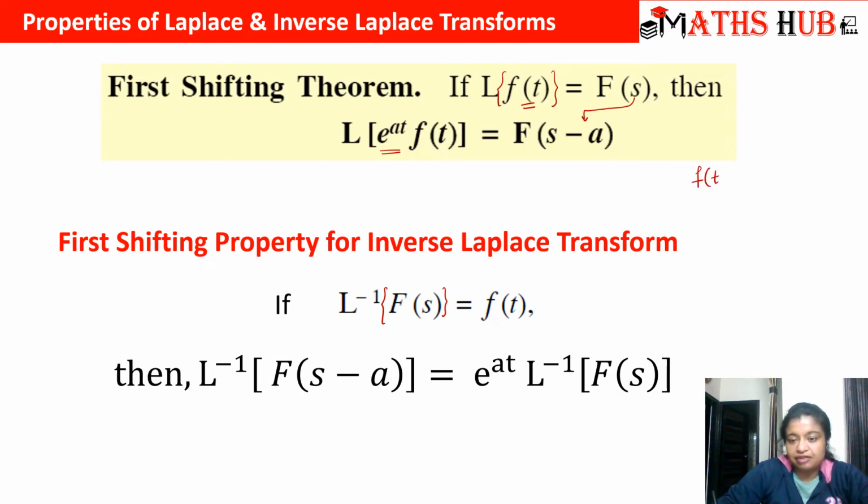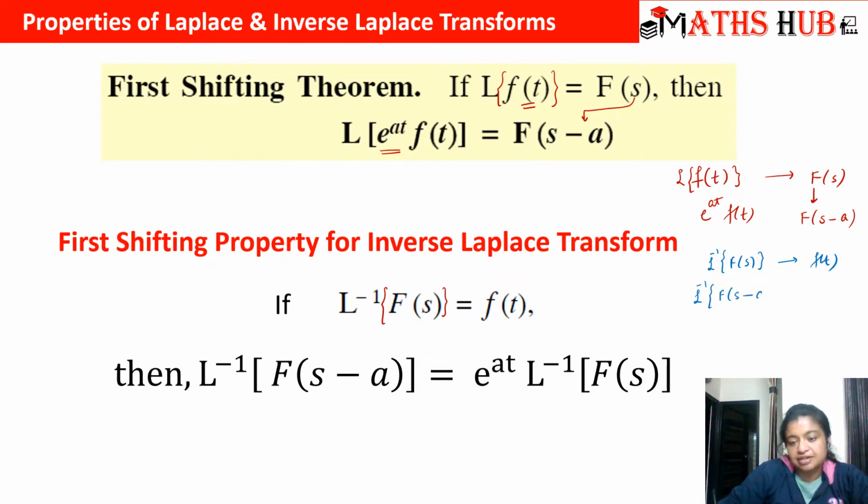If we have the function f(t) and we know that its Laplace is F(s), then if I multiply this function with e raised to power at, then what is the change? This s will get changed to s minus a, right? And vice versa, if I know that the inverse Laplace of F(s) is the function f(t) and I have to calculate the inverse Laplace of F(s minus a), then this function will get multiplied with e raised to power at, right? So this is the nutshell of the first shifting property.